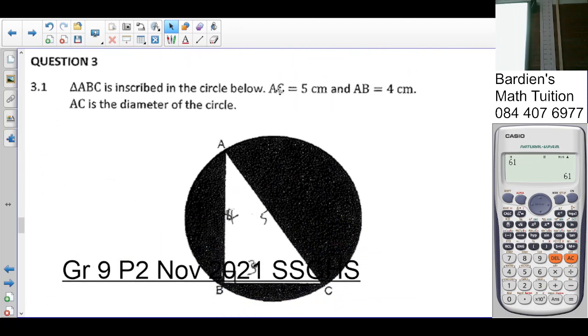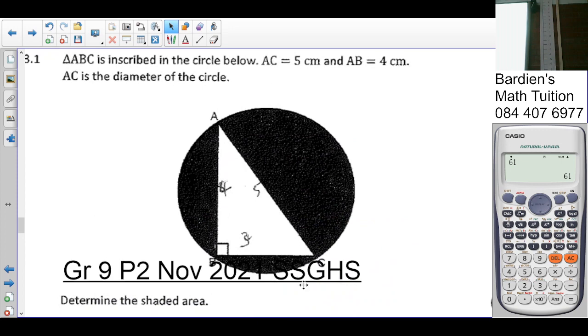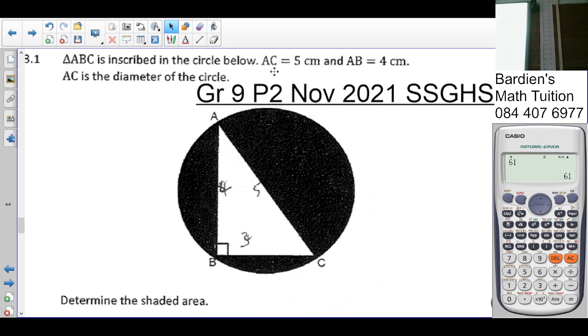Question 3.1. We are told that a triangle ABC is inscribed in the circle below. Now inscribed means that we have a circle with a triangle inside it, with the vertices or the points of the triangle touching the circumference of the circle. That's what inscribed means. Okay.